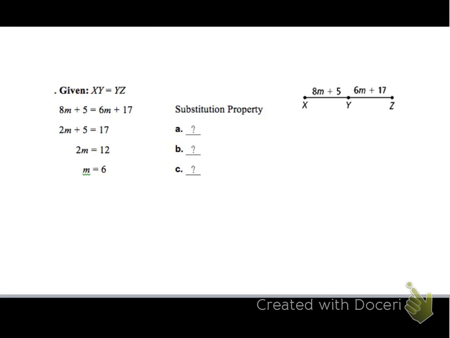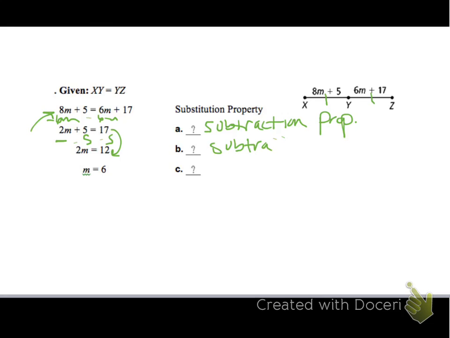Okay, so it looks like it says XY is congruent to YZ. If they're congruent, that means they're the same, which means we can set them equal to each other. So they use the substitution property after the given statement to substitute those in for the missing lengths. And then the next step, it looks like we have a 2m, so it looks like they subtracted 6m from both sides. So it's going to be subtraction property. Then they subtracted 5 from both sides to get 12, so subtraction property again. And then they divided both sides by 2 to get 6, so division property.